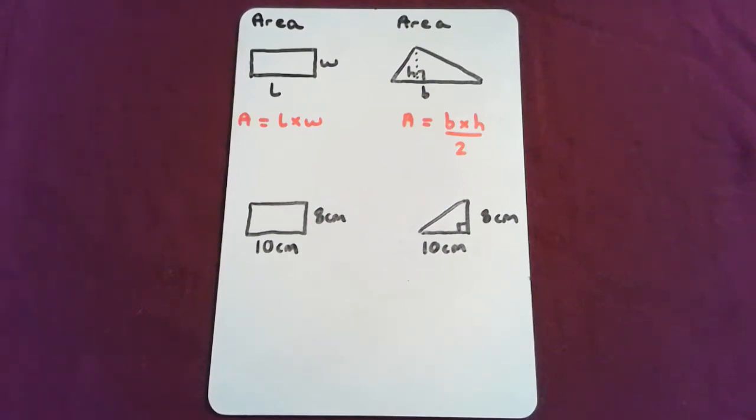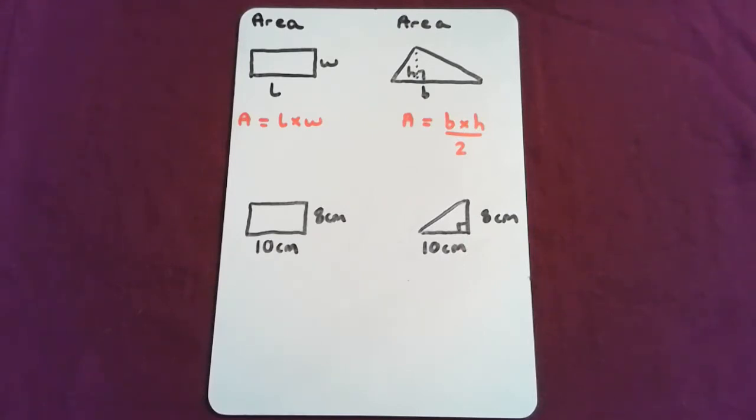Hello everyone, today we're looking at the topic of area of compound shapes, also sometimes known as area of composite shapes, just involving rectangles and triangles. Before we go into that, we're going to quickly recap the area of a rectangle and the area of a triangle, and then go into how to work out the area of compound shapes.